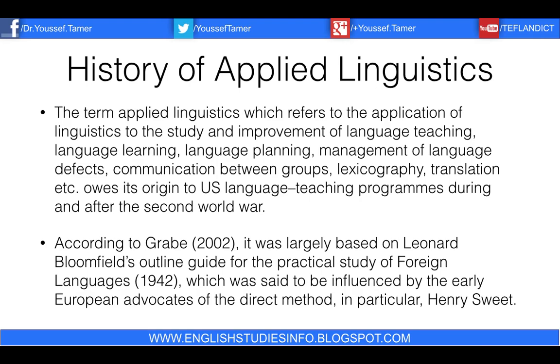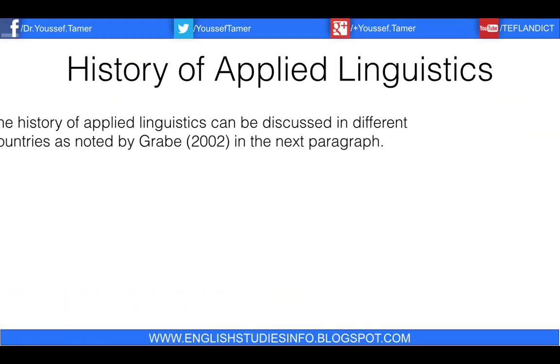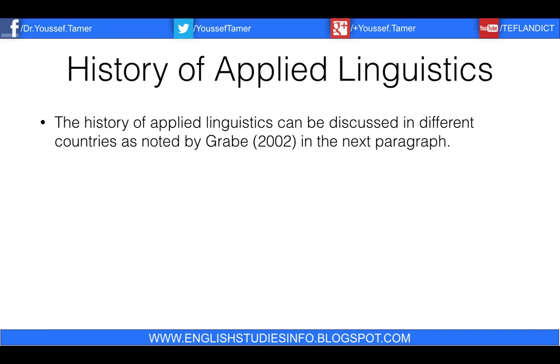Okay? Now, this is the point here. The history of applied linguistics can be discussed in different countries, as noted by Grabe in the next paragraph, because depending on the countries, the historical development of applied linguistics has to do with different places. Mainly the United States, the UK, Canada, Australia, as we're going to see in the following.